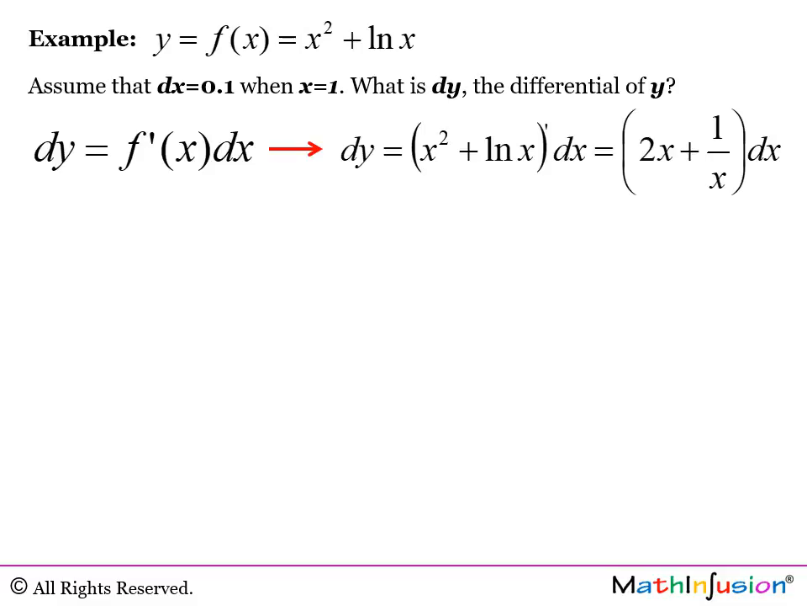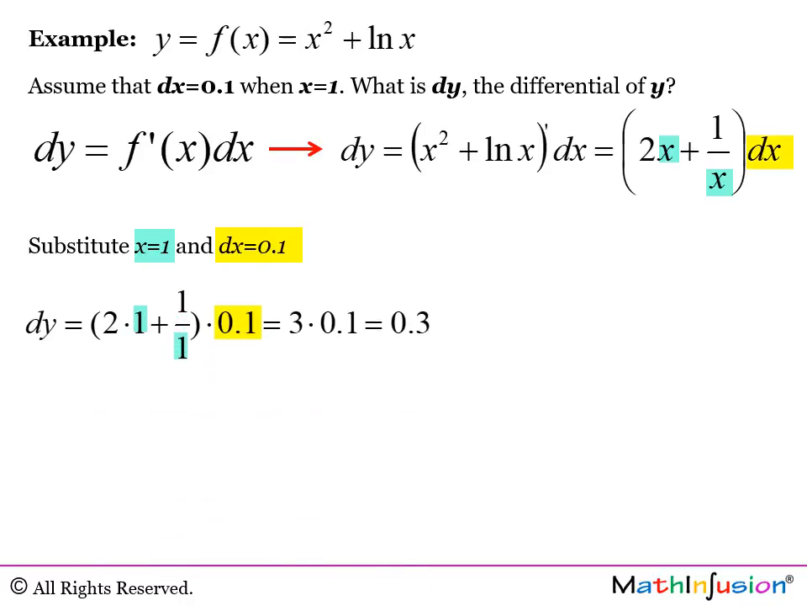Now it's time to substitute numbers. x is going to be 1 and dx is 0.1. I'm going to replace all those x's by 1, and dx by 0.1. And I get 0.3.